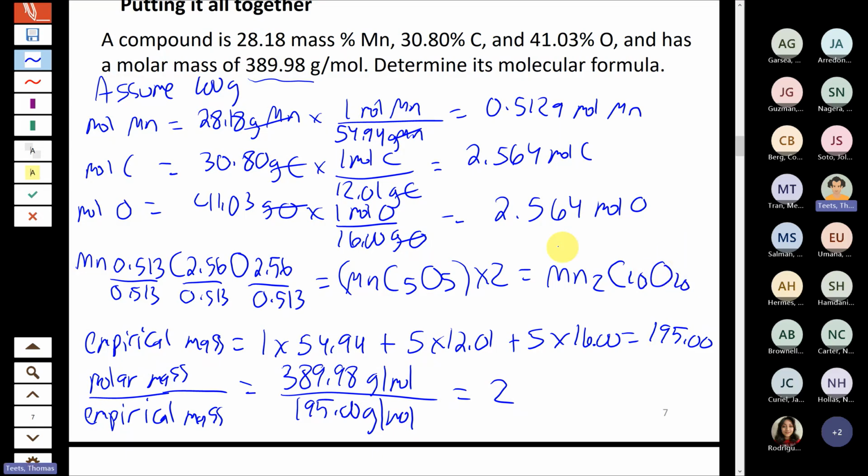And that gives us a molecular formula of Mn2C10O10. All right. So those are the 2 steps you would need. As I said, it can be a little bit tedious. You have to do a lot of conversions into moles, a lot of arithmetic to get there, but those are going to be the common steps.